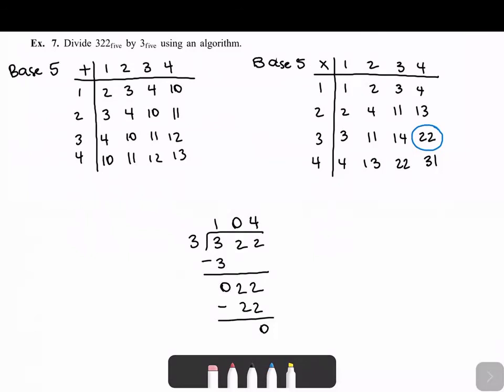Okay, so that is all for division of whole numbers. That's all for chapter 3. That's all for the content before the first exam. So we made it through, and that's all for this video.